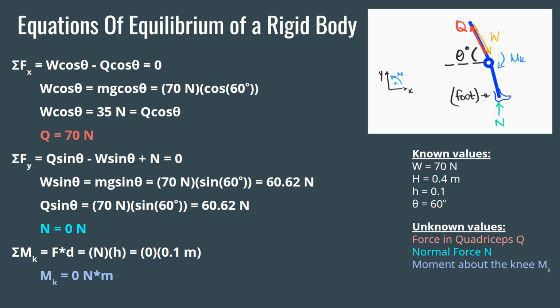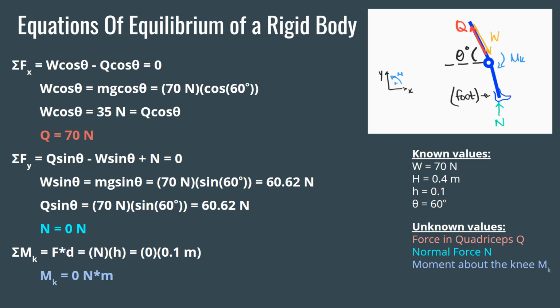For the sum of forces in the x, only W and Q have an x counterpart where their signs are indicated by their direction according to the original frame of reference. Therefore, by substituting known values, the force in the quadriceps is computed to be around 70 newtons in the indicated direction. Next, doing the same with the sum of forces in the y, also equal to 0, all values in the sum except for N are known after solving for Q. So by substituting values and rearranging the equation, the normal force at the heel comes out to be 0 newtons.